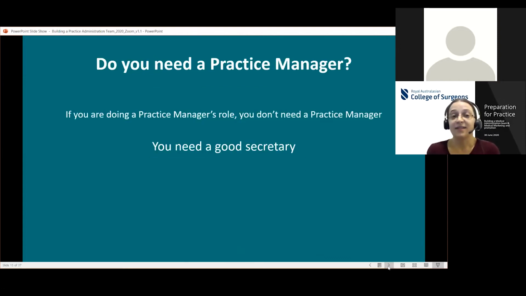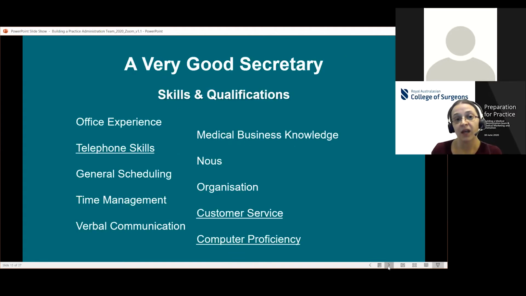Now, do you need a practice manager? If you're doing the practice management role, then you don't need a practice manager, you need a good secretary. If we go back to the practice management role, that's the person who's providing the strategy for your business, or at least a good insight into the strategy for your business, the person who has that financial oversight and reporting of the business, the person with the IT nous that you require, and the person who's got the HR skills and oversight. If you're going to take on a lot of that, then perhaps you don't need a practice manager. Perhaps you just need a good secretary.